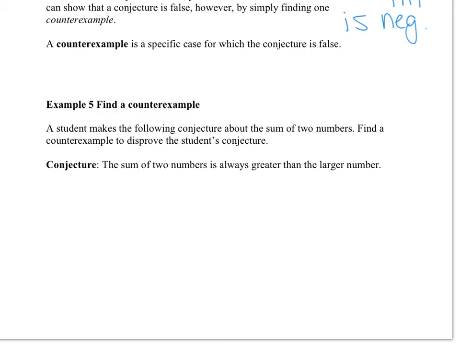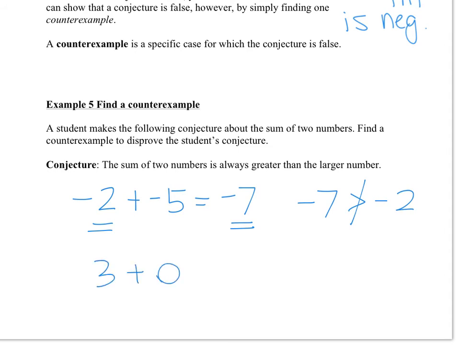So an example of 2 numbers, adding them together. What if I added 2 negative numbers together? If I add 2 negative numbers together, is negative 7 greater than the larger number? The larger number is the one that's least negative. No, that's not true. So it could be any example of that sort. Maybe adding a number to 0. This is saying then my sum, 3, has to be greater than the larger number that I'm adding, 3. And that also isn't true. For the counterexample, you only have to come up with one.